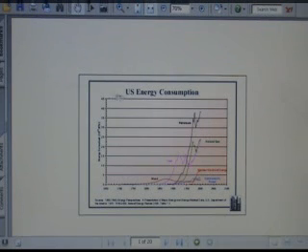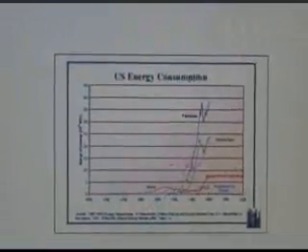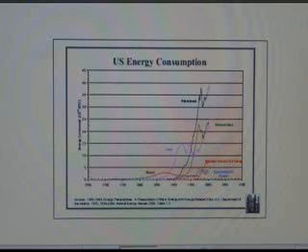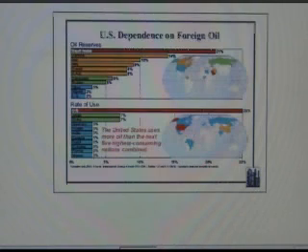This one shows the U.S. consumption over the years in terms of energy. And petroleum is the lead along other sources of energy like coal, natural gas, and so on. This slide shows the U.S. dependence on foreign oil.